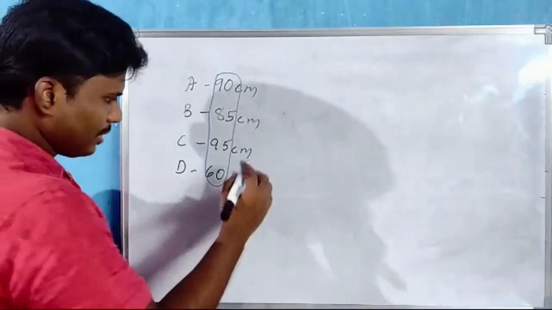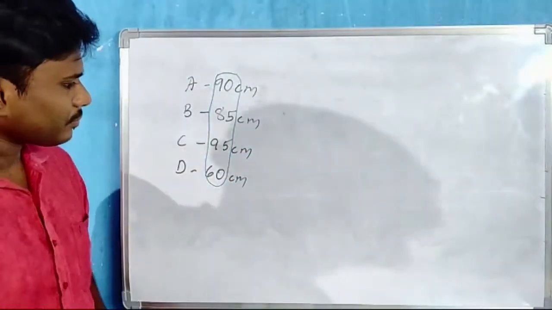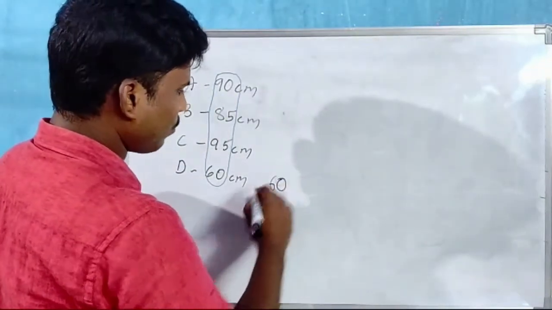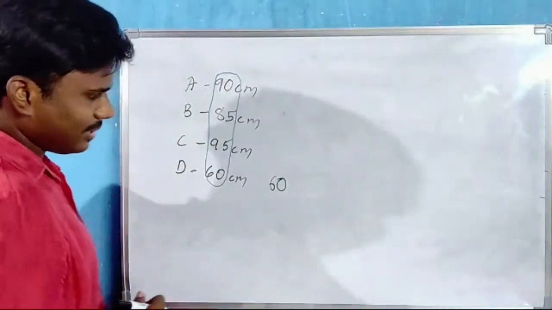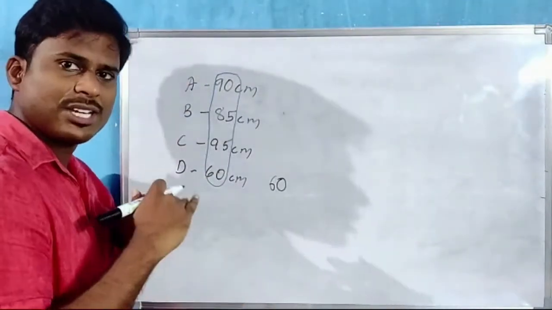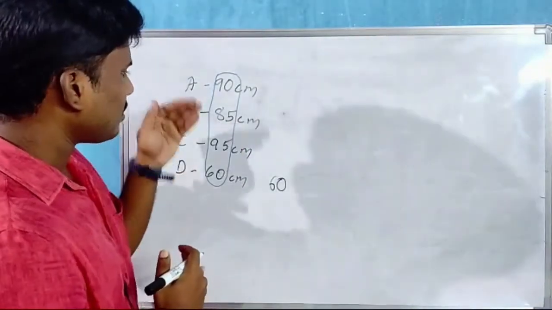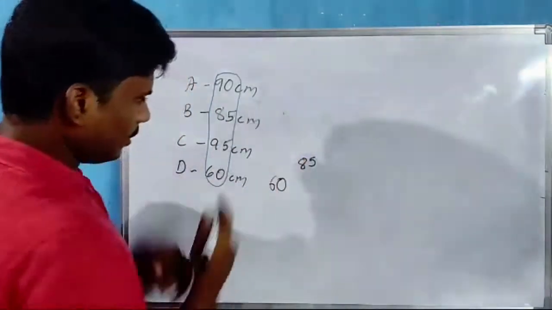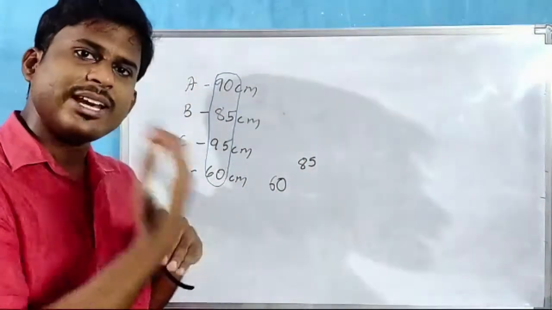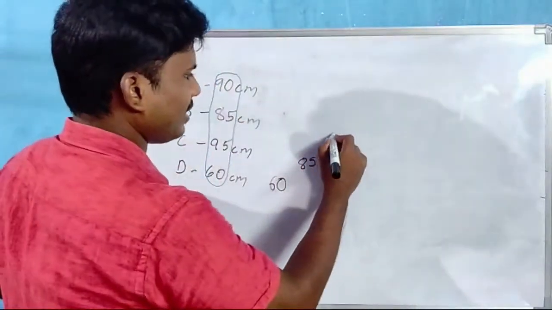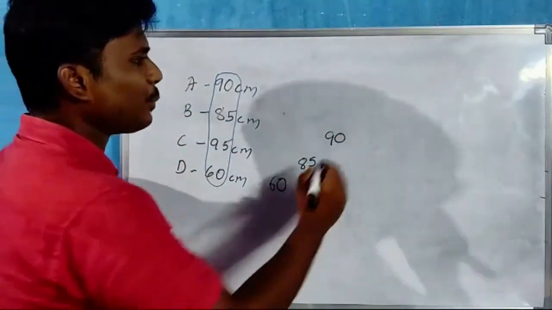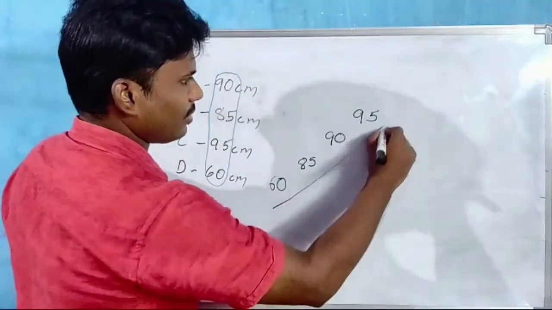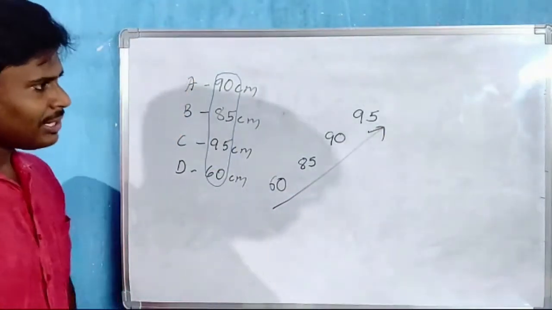So like this. What is the smallest number here? 60 is the smallest number. Height wise, let us arrange height wise. Next 60, and the height should increase. After 60, which is the bigger number? 85 is the bigger number. So 85 will be around here. Now greater than 85 we have 90. 90 will be here. And last we have 95. So their heights will be like this.